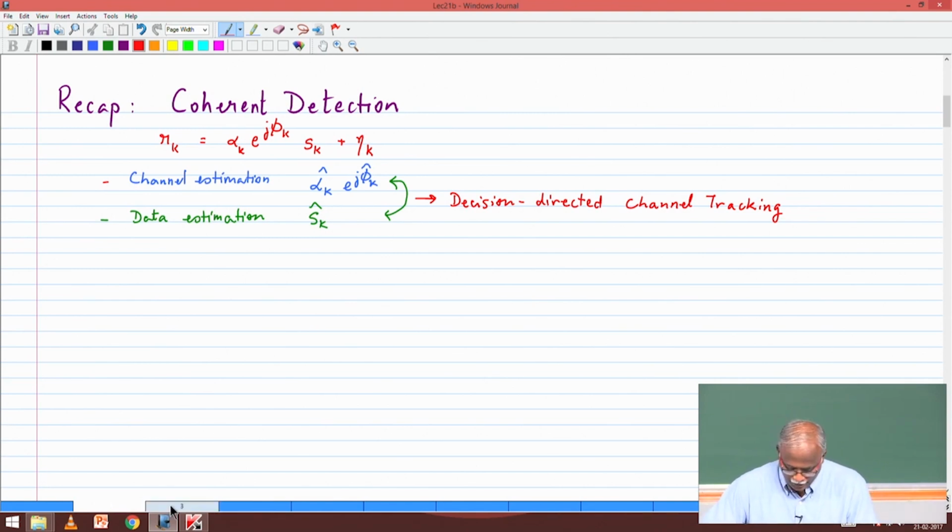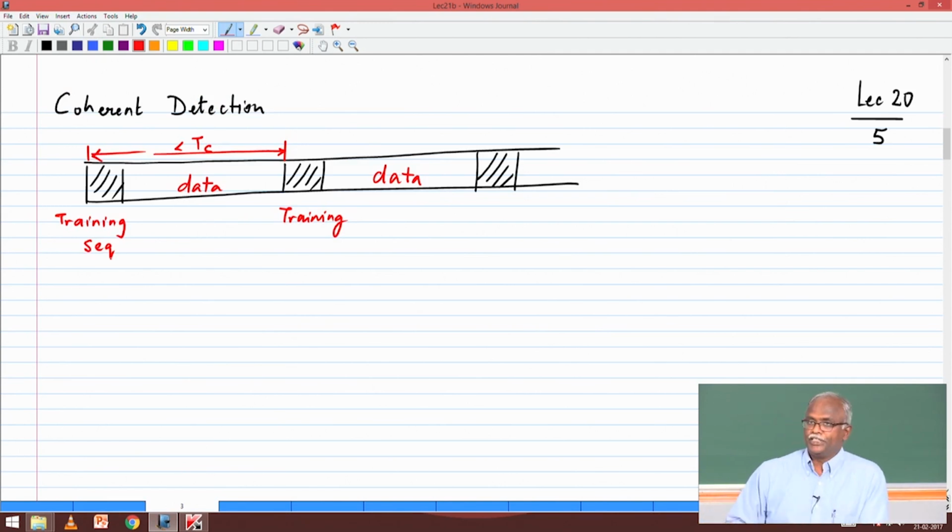Just to remind you, the coherent detection structure is that we will have training sequences, which are known symbols that are transmitted, followed by segments where there is unknown user data that is transmitted. Using the training sequence period, we will estimate the channel. And using those channel estimates, we will then detect the data. However, if the channel is changing, then we must do continuous tracking of the channel even between these two training bursts. So that's the mechanism that we have.